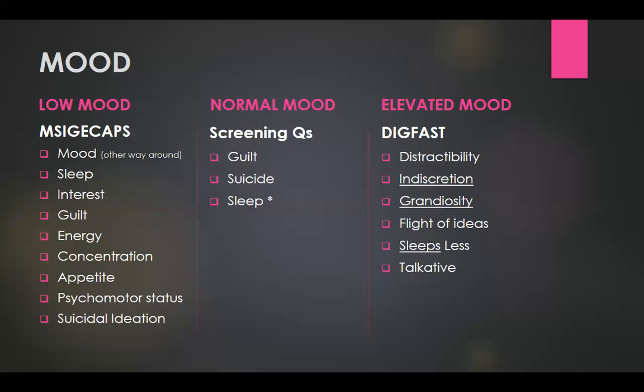Grandiosity, I will explain in the delusion part how to ask it, and of course we have to ask about sleep. How much sleep have you been getting lately?